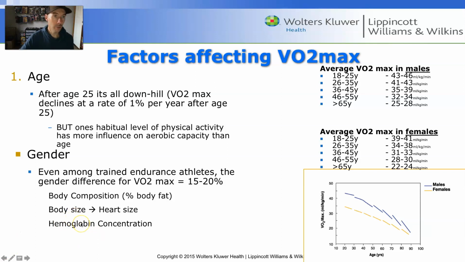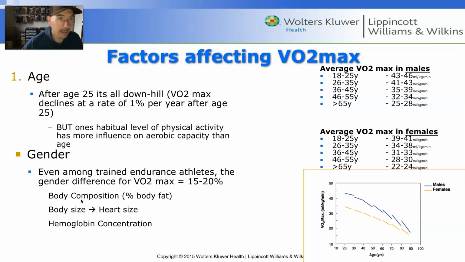Larger body also means more blood. More blood means more hemoglobin. Hemoglobin is what carries the oxygen in the blood. So greater oxygen carrying capacity due to larger bodies, okay? Usually males have better body composition, which is also going to be correlated to higher aerobic capacity levels, okay?